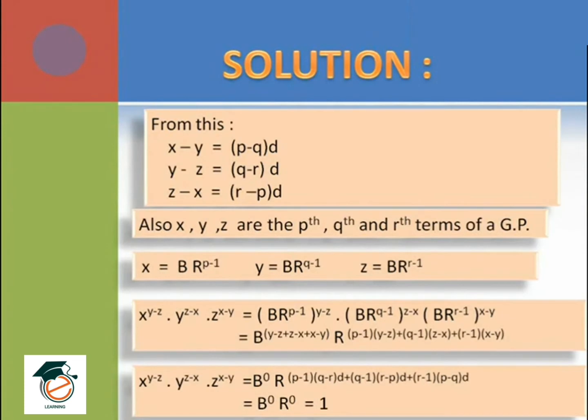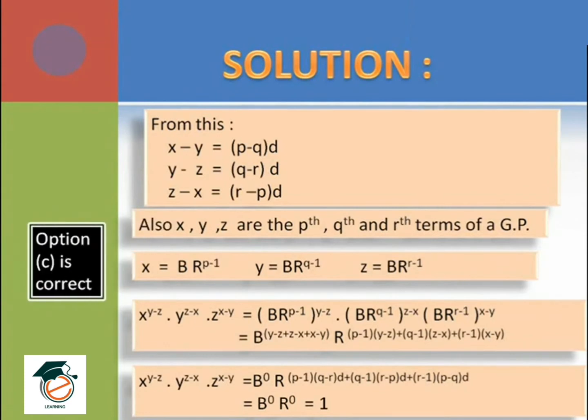Similarly, we have got the value of y minus z equal to (q minus r) into d. So we replace y minus z by (q minus r) into d over here. Similarly, z minus x is nothing but (r minus p) into d, so we have replaced it here. And similarly, we can replace x minus y by (p minus q) into d. When we multiply them and add them, what we get here is equal to 0. So x to the power of (y minus z) into y to the power of (z minus x) into z to the power of (x minus y) is equal to b to the power of 0 into r to the power of 0, and this is nothing but equal to 1. Thus we can say that option number C is correct.